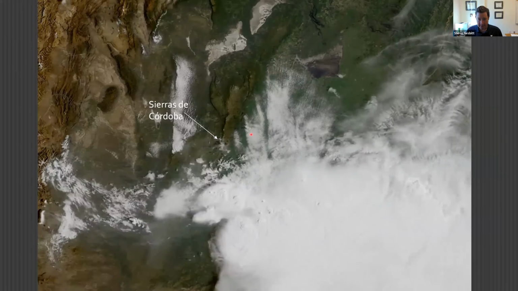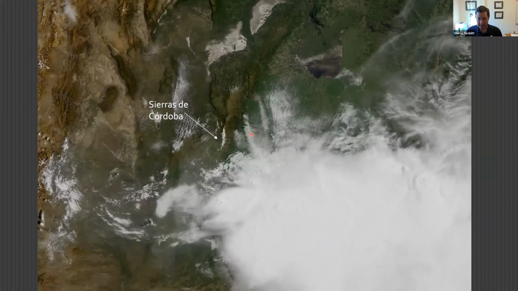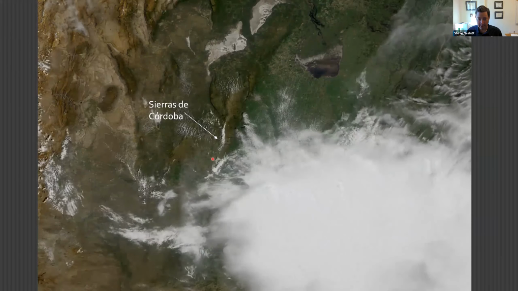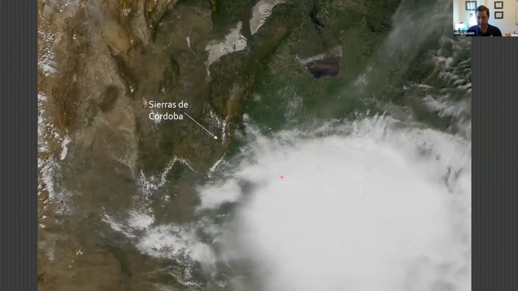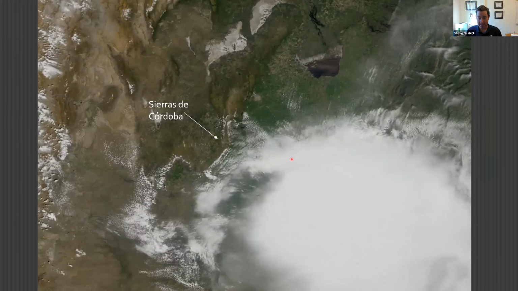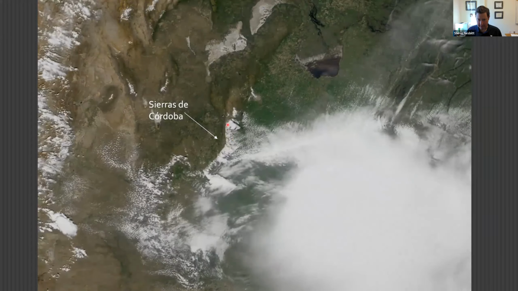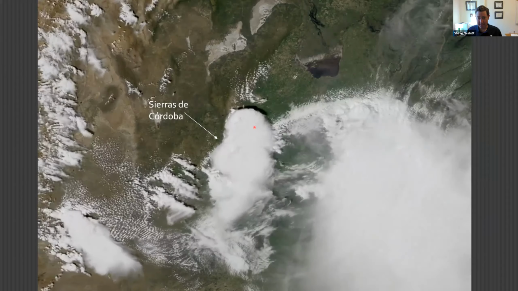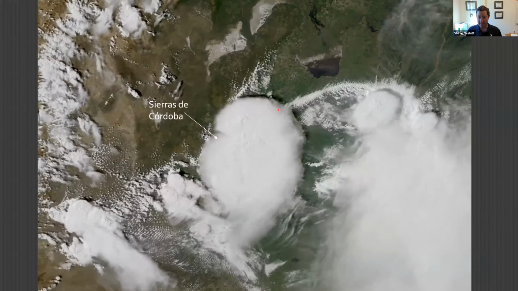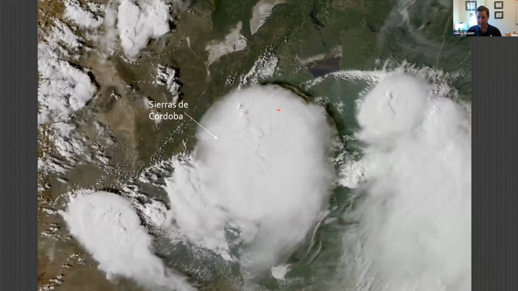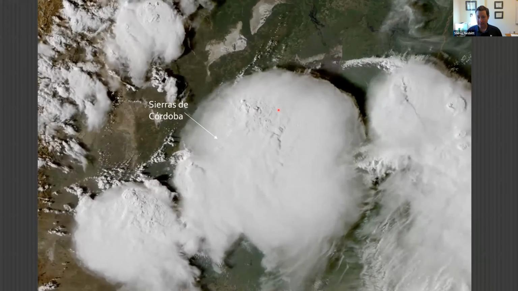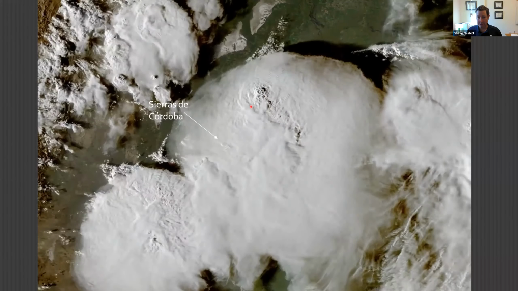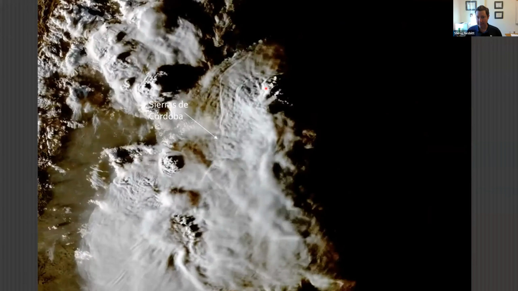So just to go through a quick GOES-16 view of this particular storm, Sierras de Córdoba are here, and you'll notice there's pre-existing convection off to the southeast. And the convection starts to develop on the ridge and just grow incredibly fast. The amount of mass flux that's going into the upper troposphere here is pretty incredible from these really strong convective cores that are producing these overshooting tops.